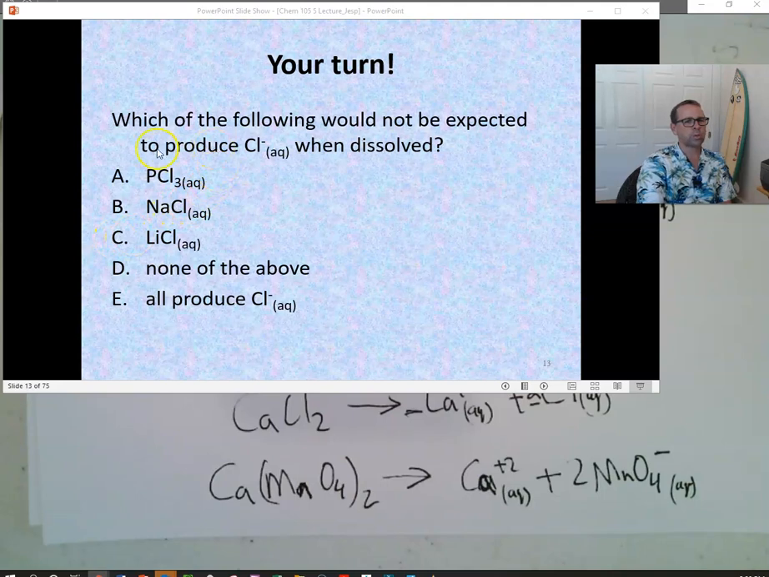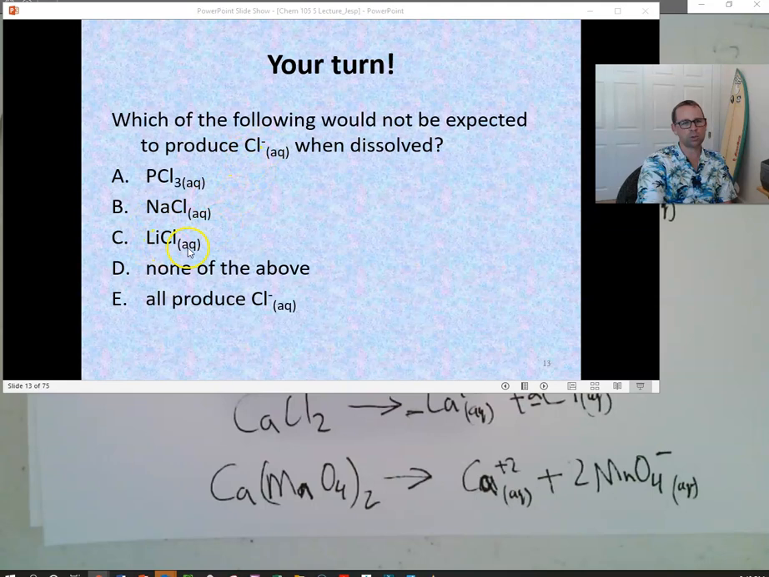Which of the following would not be expected to produce chloride ion when dissolved? If I put sodium chloride into water, am I going to get a chloride ion floating around? Yes, that's right, I am, because it's an ionic compound, and it will ionize or dissociate when placed in water, so I'll get the chloride ion.